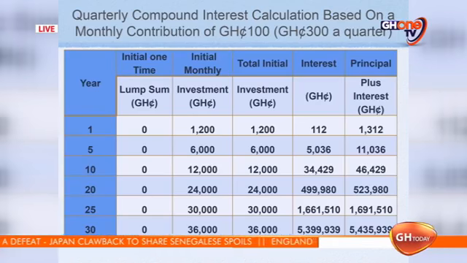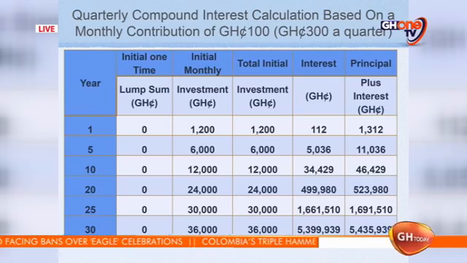1,200 a year. 12,000 in 10 years. 24,000 in 20 years. But the 24,000 would have accumulated interest of 499,000 Ghana cedis. The interest alone is almost 500,000. Yes, more than 20 times what you've invested. So if we add the principal to our interest, we'll cross 500,000.